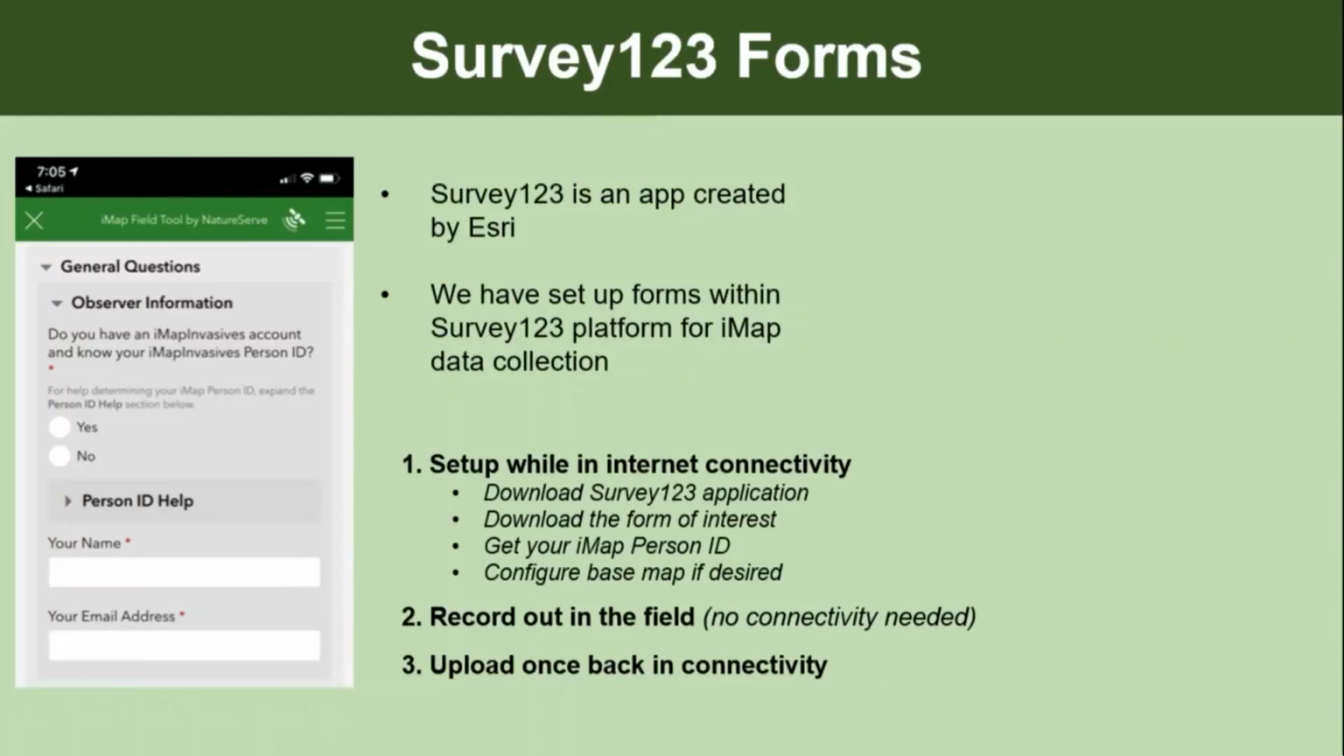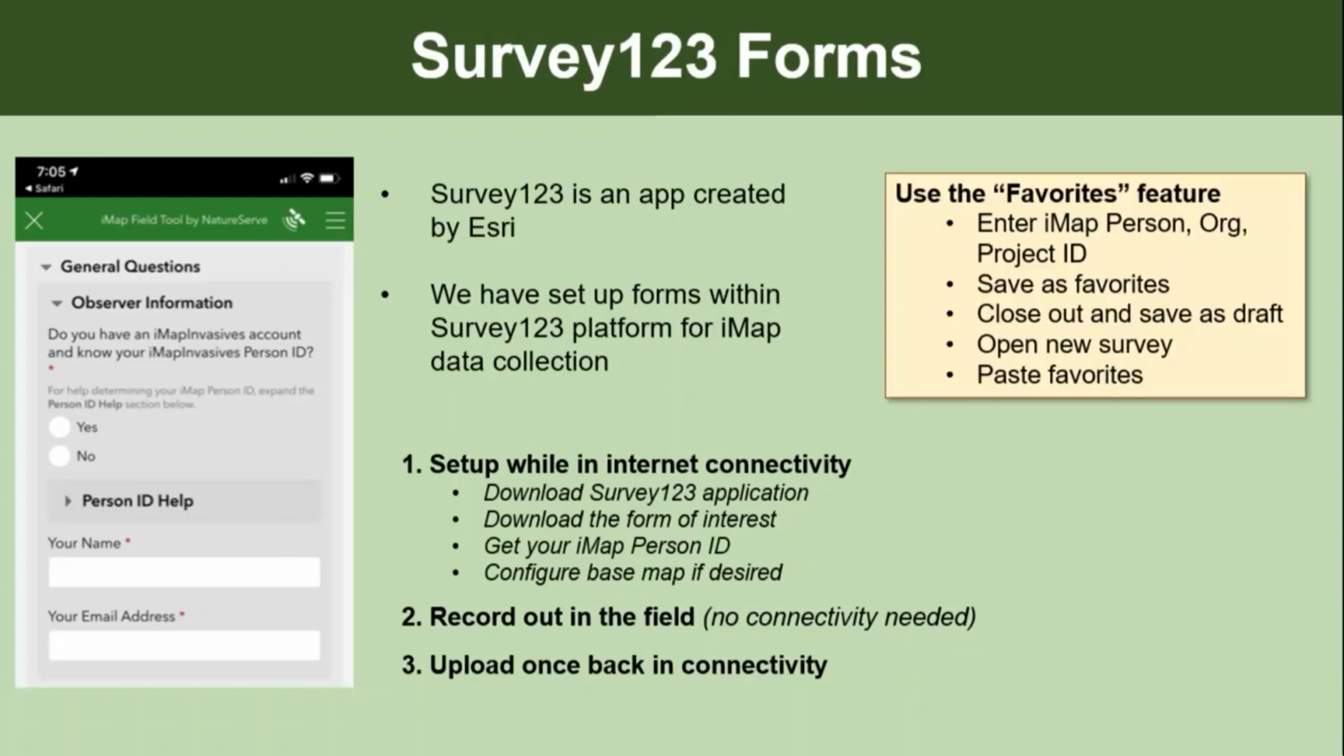So you have to set it up while you have internet connection. So you download the Survey123 application, you download the form that you're interested in using, you make sure you have your iMap person ID so that you can link your Survey123 records to your iMapInvasives account. And if you want to use an offline base map, you can configure that too. So you have to do all that while you're in connectivity, but then you're ready to go out in the field and you don't need connectivity to record observations. But you do need to upload those once you're back in connectivity. So it's a three-step workflow, very similar to the iMap mobile app.